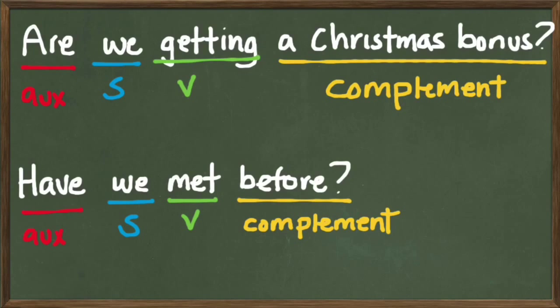Okay, here we have another couple of examples. Are we getting a Christmas bonus? Notice that the same formula is followed. Auxiliary, subject, verb, complement. This time around, since we have the auxiliary to be, and we're talking about an action, not in progress, but we're using present continuous for the future, that's why we need a verb plus ing.